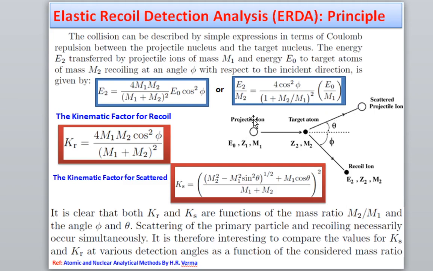Obviously the energy of the scattered particle may be different and the energy of the recoil will be different, but the energy of the scattered particle and the energy of the recoil particle together should be equal to the energy of the incident particle. So that is the conservation of energy, and we can apply conservation of momentum in this case also. That is what we have done.